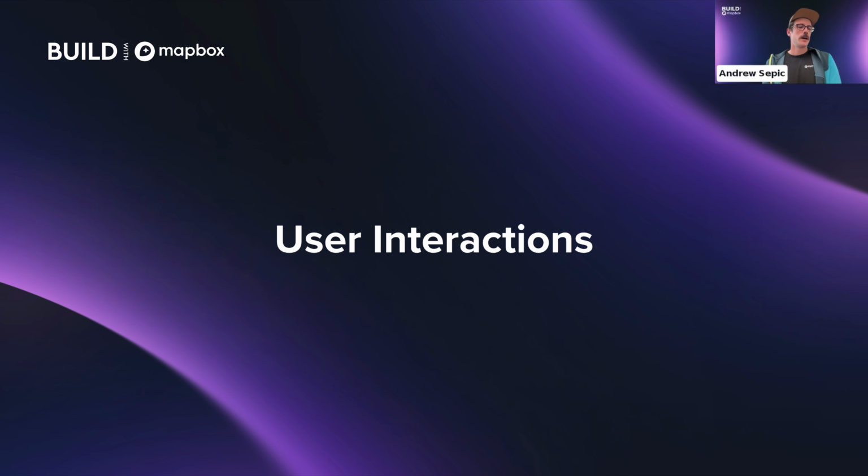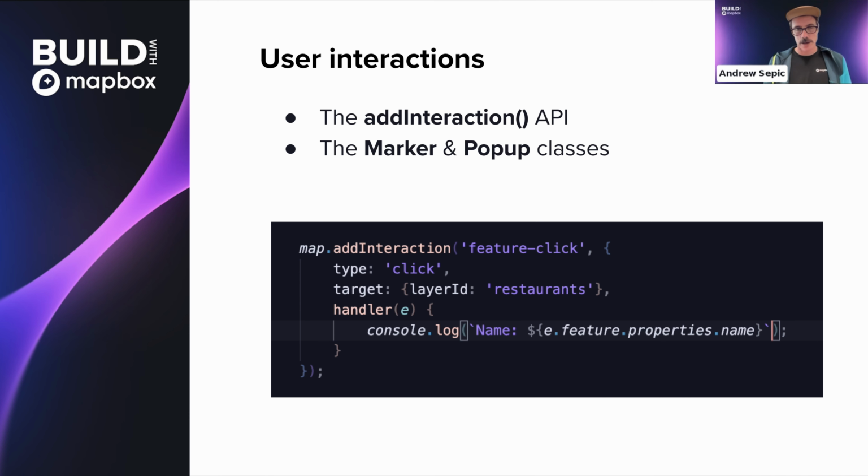All right. Next up, we're going to start using user interactions. So we've got a map. We've got data on our map. We've styled it. We've centered where we want to focus in Vermont. Next thing we're going to do is use the addInteraction API to handle some interactions with the map, and then we're going to add some marker and pop-up classes to the map.